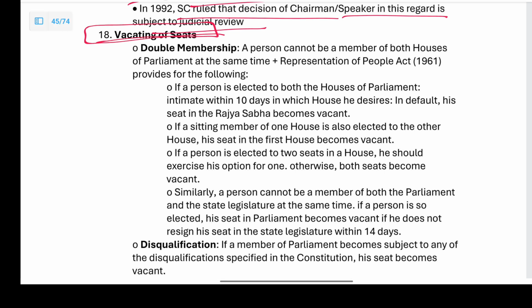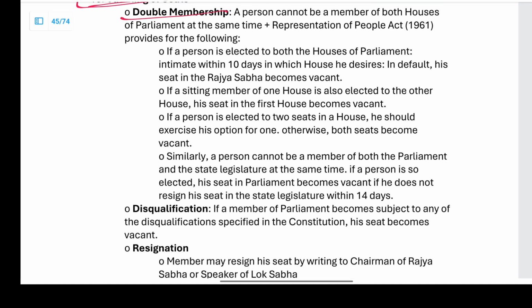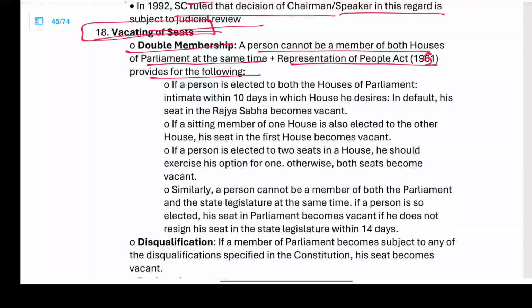Vacating of seats. Double membership: a person cannot be a member of both houses of Parliament at the same time. Representation of the People Act 1951, it's not 1961. If a person is elected to both houses, he must intimate within 10 days in which house he desires to serve. Otherwise, his Rajya Sabha seat will become vacant.